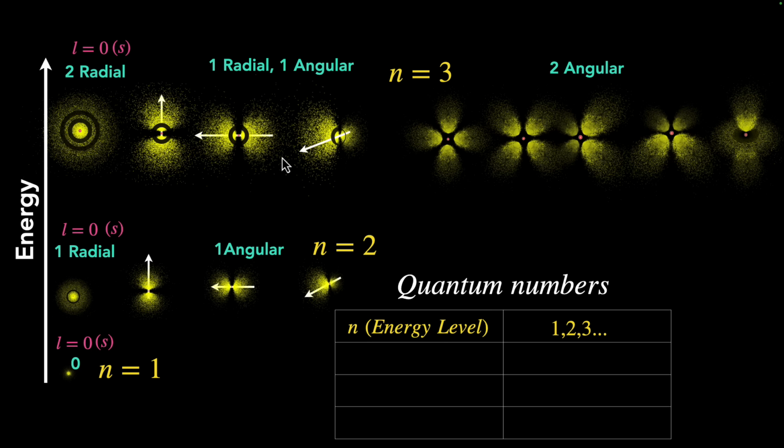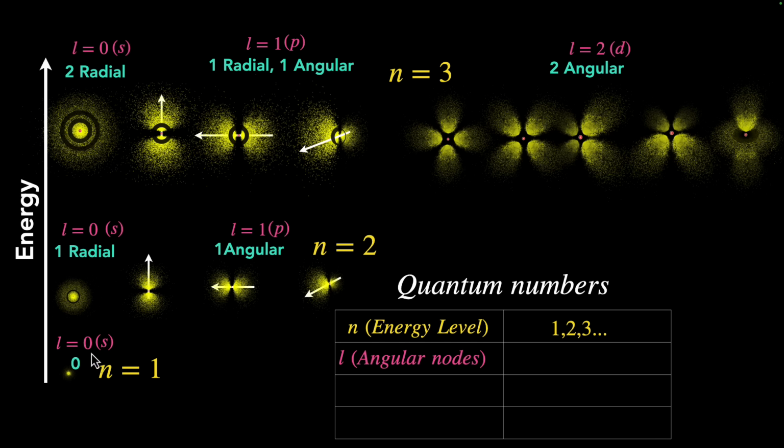If you have 1 angular node, look, we get a dumbbell shaped orbital. We call that the p orbital. And if you have 2 angular nodes, we get again the same shape, the d orbital, and so on and so forth. The shape of the orbital depends upon the number of angular nodes, and that could be our next quantum number. And that's exactly what the azimuthal quantum number is. The azimuthal quantum number is basically telling you how many angular nodes are present in your orbital. And let's look at its values now.